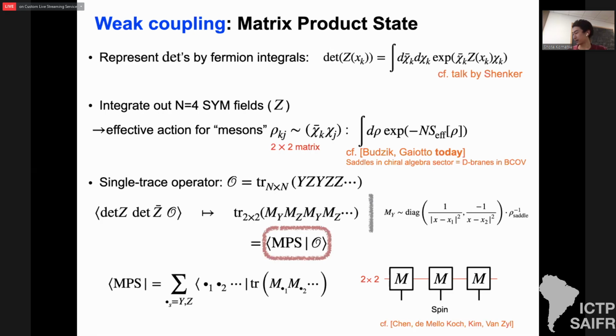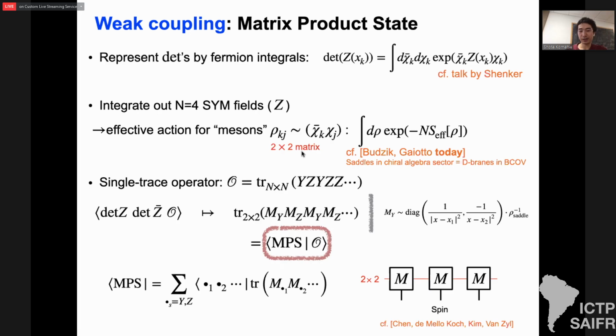Let me just describe how the weak coupling computation goes. The idea is actually very similar to what Steve talked about last week. The first step is to represent determinants by fermion integrals like this. The next step is to integrate out N=4 super Yang-Mills. That is going to give you some effective action for mesons, which are bilinears of these fermions. In the present case, because we are considering a 3-point function of 2 determinants and 1 single trace, this meson is given by 2x2 matrices.